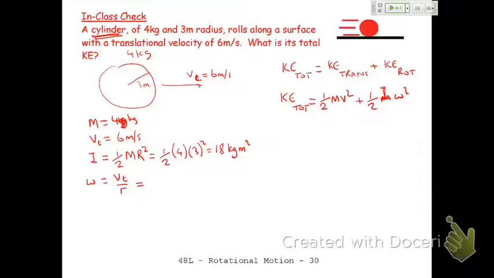So, Vt over R. Now, a conceptual issue. Up here, when I'm talking about this, it is V trans. Here, when I'm talking about my omega, this is V tangential. So the question I've got for you is: is the translational velocity bigger than, equal to, or less than the tangential velocity?